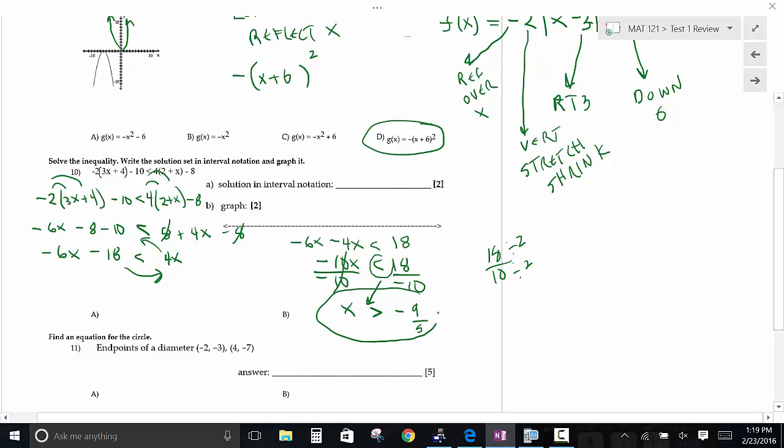Then we're going to do a graph and write that in interval notation. So I'm always kind of looking for that. I try to test over as many things as I can. So flipping that sign is an important thing to make sure that you know how to do.